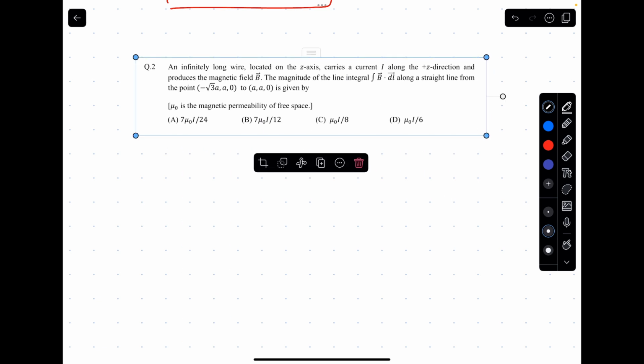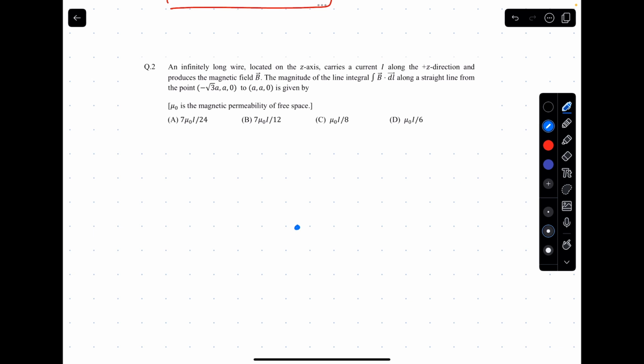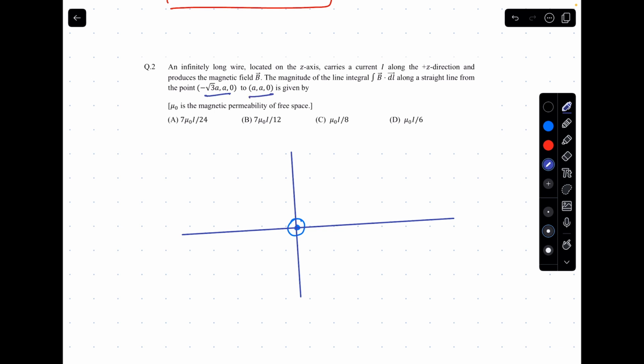So look, in the next question what they have given is that there is an infinitely long wire placed along the z axis. The current is flowing outward in the plus z direction, and suppose this is our x axis and this is our y axis. Now they have given 2 points: minus root 3 a comma a, somewhere here, and another point a comma a.